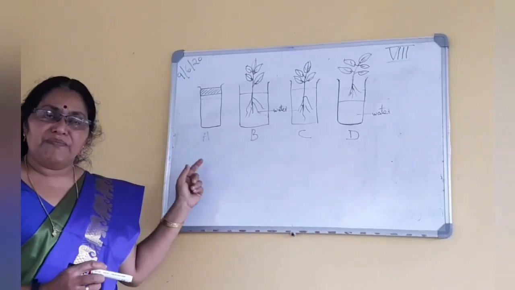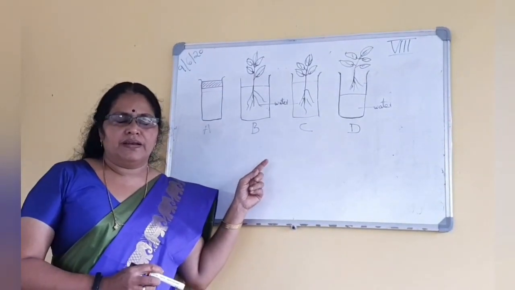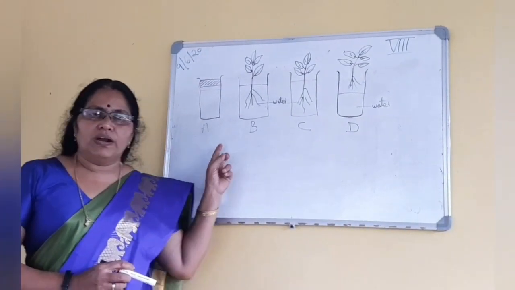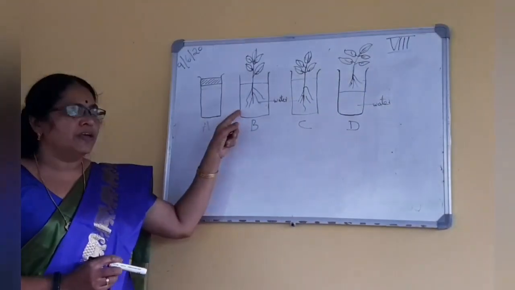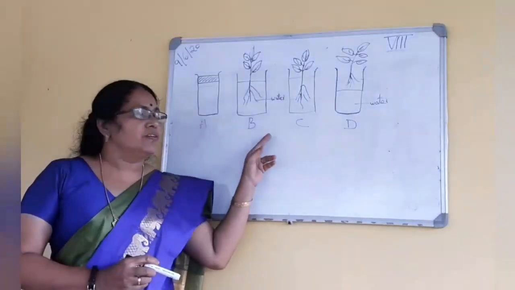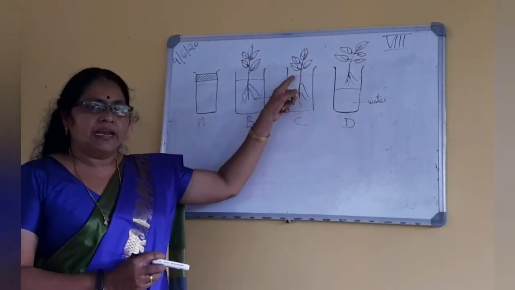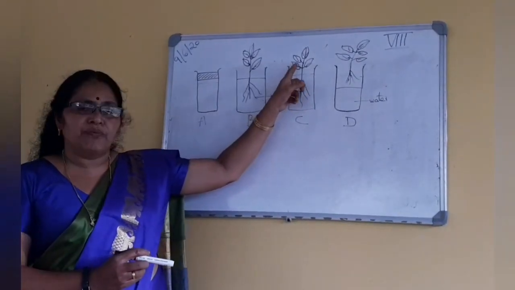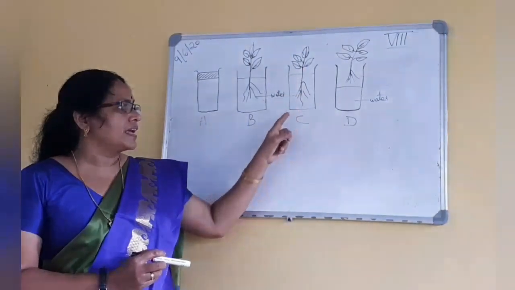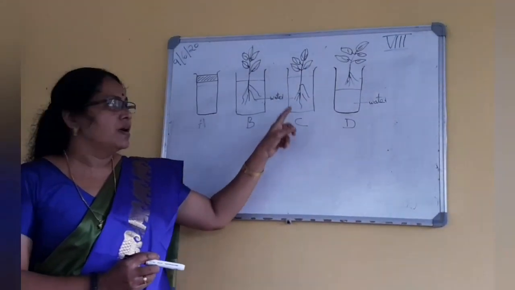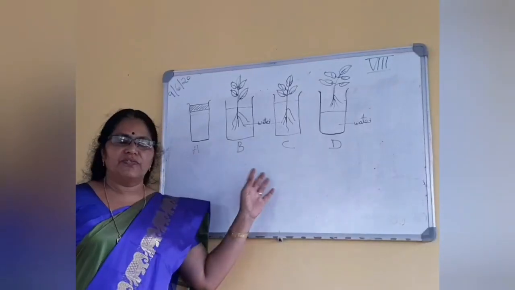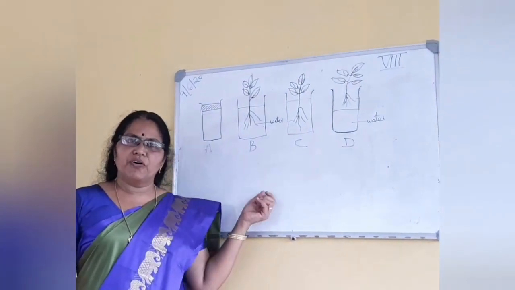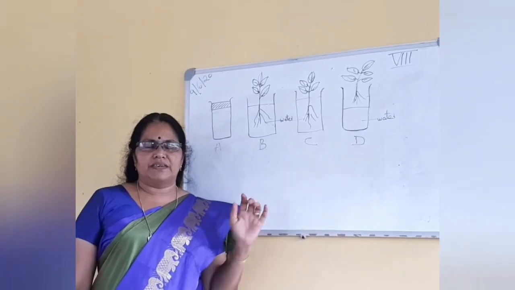From this simple experiment you can understand that only the roots can absorb water from the soil, not the leaves or the stem. And it is also conducted through the xylem. That is why it is conducted upward. That is why in the third setup, the leaves and the stem became wilted. That's all for today. We can make it more clear with the help of an animation.